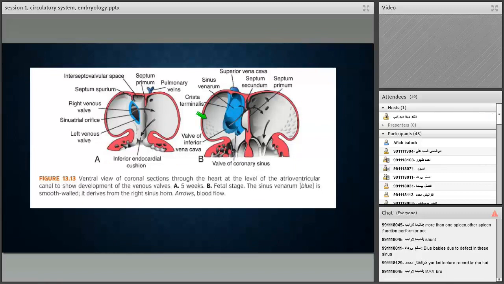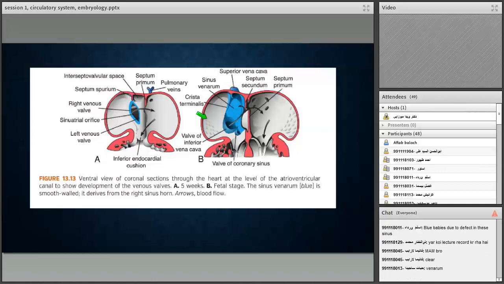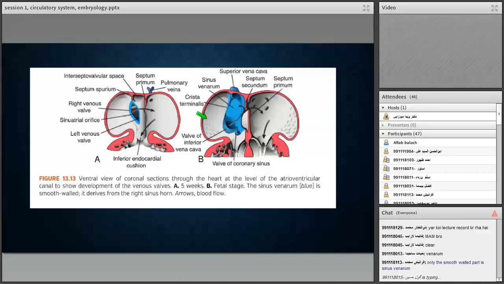Okay, clear? Any question? Yes, the smooth walled part is formed from the sinus venarum. The rough walled part is from the primitive atrium.